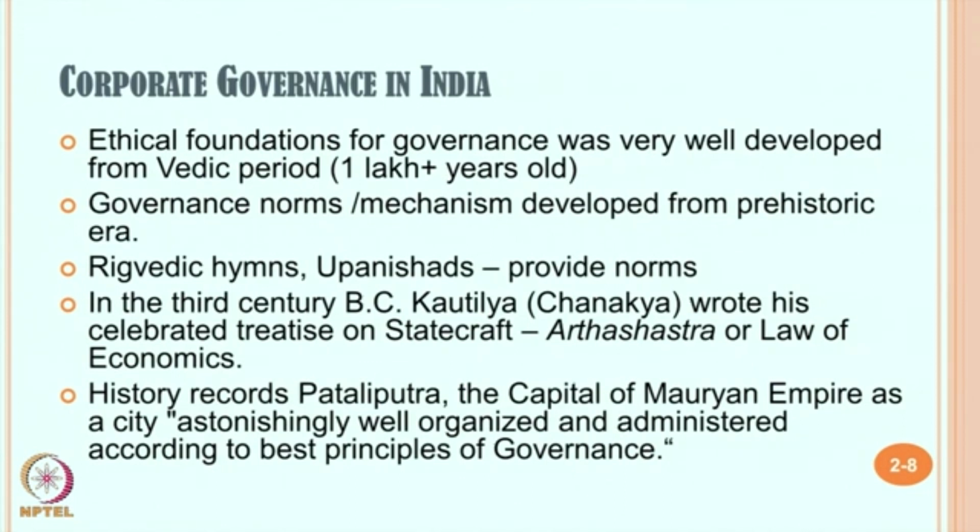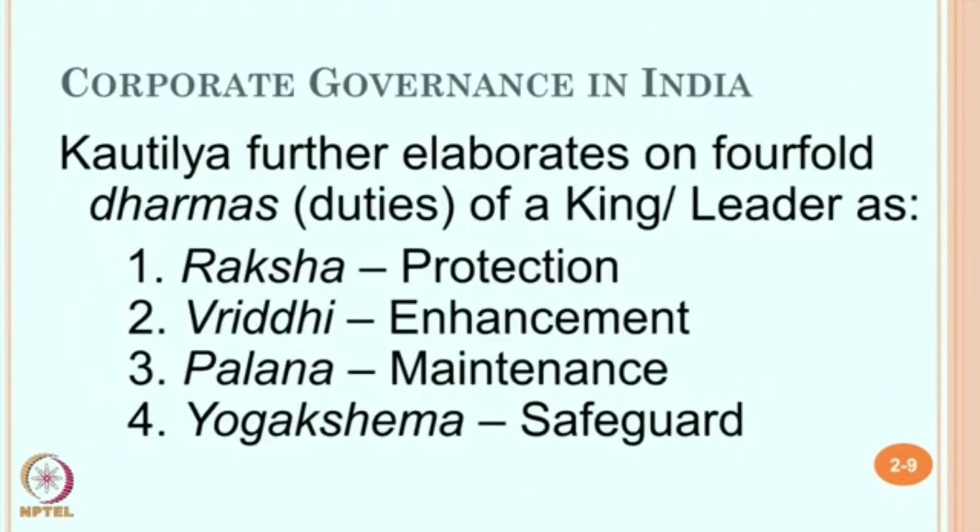For a more well documented norm, if we go to Kautilya's Arthashastra, a detailed treatise has been written about statecraft. So though the name is Arthashastra, actually it is about governance. A lot of governance principles, not only for government but even for corporates or businesses, have been laid down. Now, if you look at the historical records of Pataliputra, which was the capital of the Mauryan Empire, we have a very well administered city and there were properly laid down principles of governance.